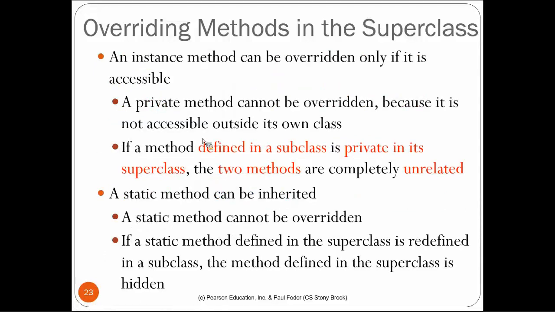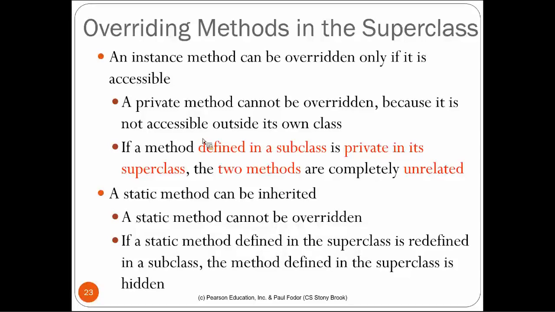So an instance method can be overridden only if it's accessible. That means that if a method is private in the superclass, then it's not accessible in the subclass. If we define in the subclass a method that was defined as private in the superclass, the two methods are completely unrelated because we did not inherit the method from the superclass. We just defined the method in the subclass.